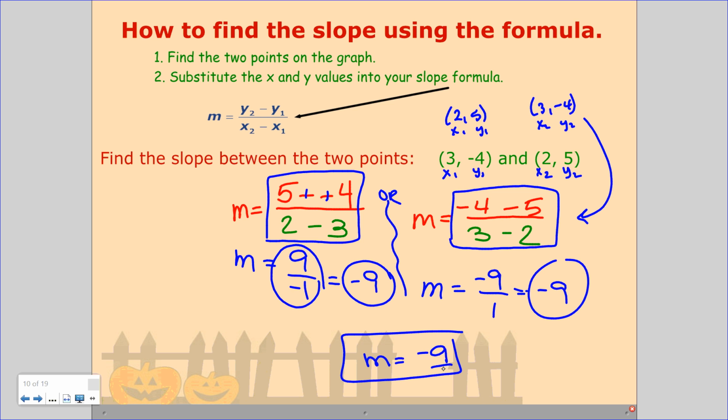You can leave it over 1 or just leave it as negative 9. That choice is up to you dealing with slope. Oftentimes in the beginning, students will like to leave this 1 here just to reinforce the fact that this means we rose down negative 9, but we ran 1. Sometimes when we don't see that 1 on the bottom, we may forget that there is a run of 1 implied there. So if that helps you, you may leave it over 1.